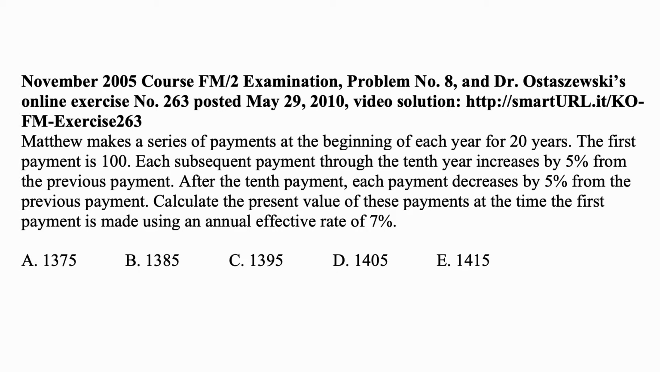Here's a problem for today for exam FM on financial mathematics. Matthew makes a series of payments at the beginning of each year for 20 years. The first payment is 100. Each subsequent payment through the 10th year increases by 5% from the previous payment. After the 10th payment, each payment decreases by 5% from the previous payment. Calculate the present value of these payments at the time the first payment is made using an annual effective rate of 7%.